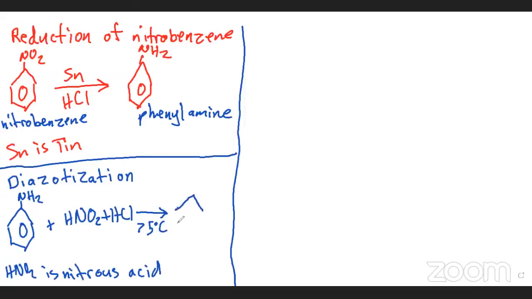And what you are going to get is a nitrogen compound. The nitrogen atom is going to have a triple bond, nitrogen and Cl. So just remember this structure.